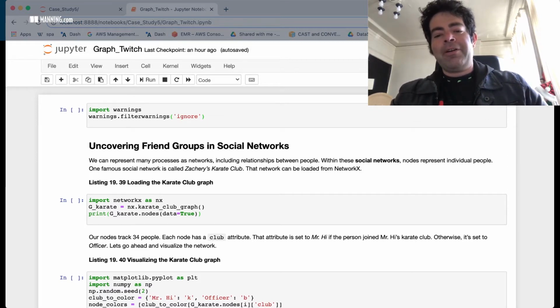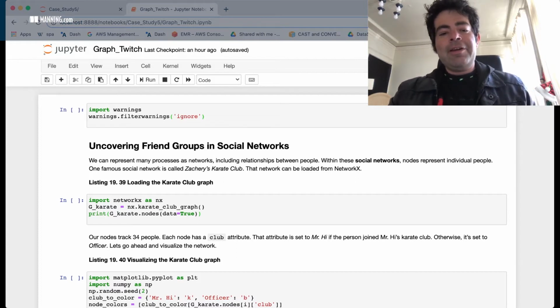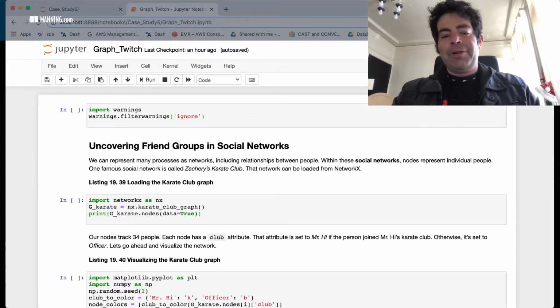He would monitor which members of the dojo would go to get a beer or hang out after class. And if they hung out frequently, he put a friendship edge between those two individual people. And if they didn't, then there was no edge. And in this way, he had built up a social graph.